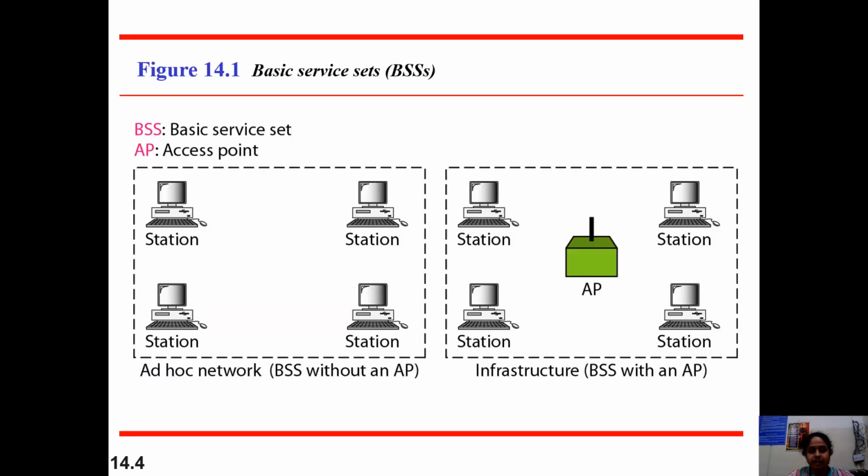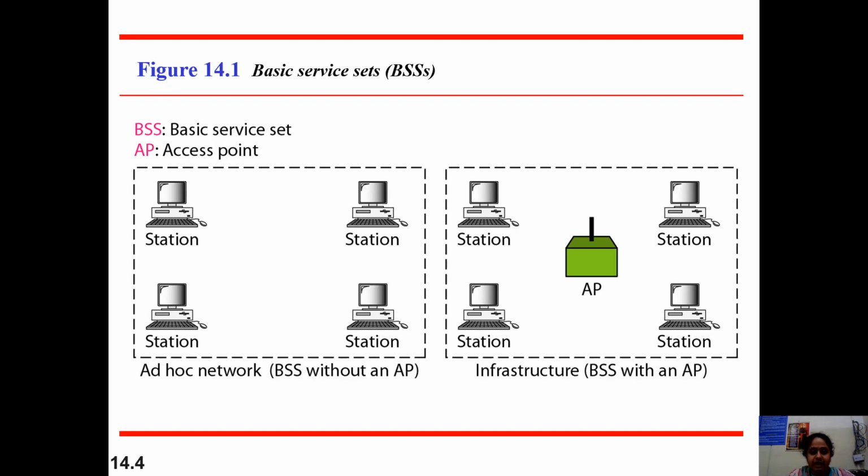So let us begin with a few of the definitions. On your screens you can see two diagrams. A collection of various stations that are capable of communicating with one another wirelessly is known as a basic service set. So with the help of a rectangle, basic service sets are shown in the diagrams.